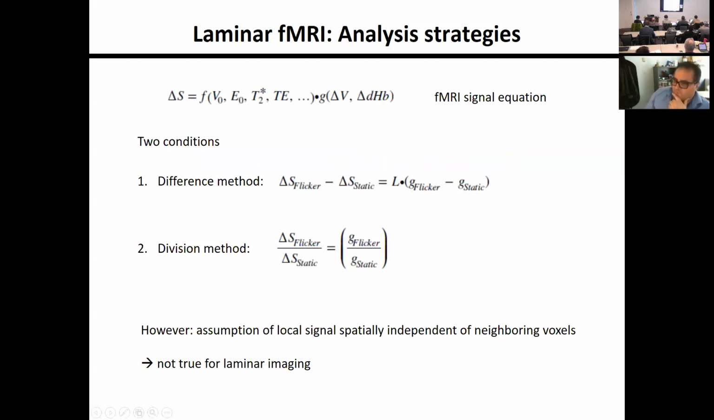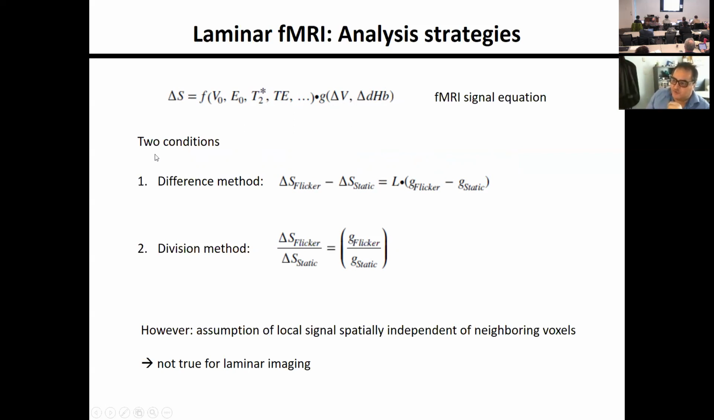Let's look first at the analysis strategy. Usually the fMRI signal can be formalized in a way that there is a scaling constant, which depends on blood volume, oxygen extraction fraction, T2 star, echo time, and other parameters. So this is a constant for each voxel. You have then a second function, which is dependent on blood volume changes and on the oxyhemoglobin changes. For example, the Davis model or the Buxton model can be formalized in that way. So this is our starting point for standard resolution fMRI.